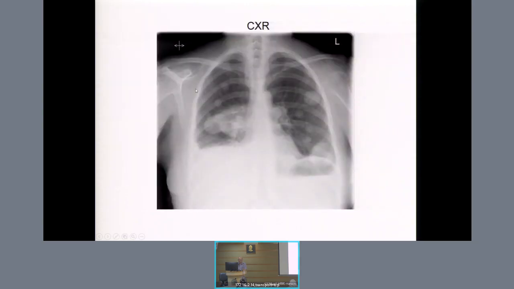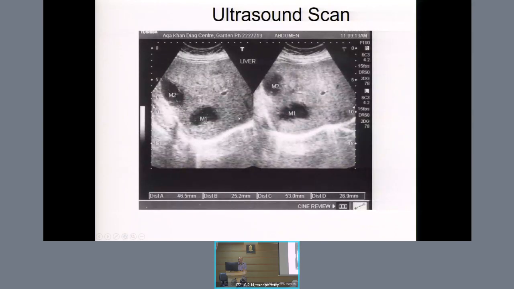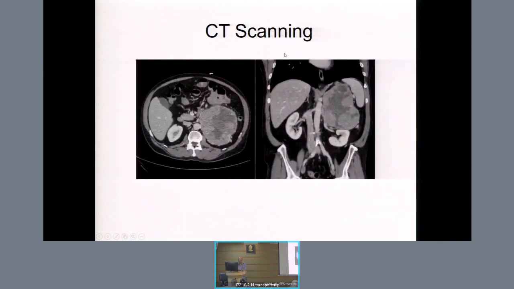So this is a chest X-ray, a simple chest X-ray. You can see these rounded bodies. These are metastases. This is an ultrasound, and this is the liver, and you can see these lesions. These are the mets in the liver. This is a CT scan showing a mass in the left upper abdomen. Probably it is from the stomach.